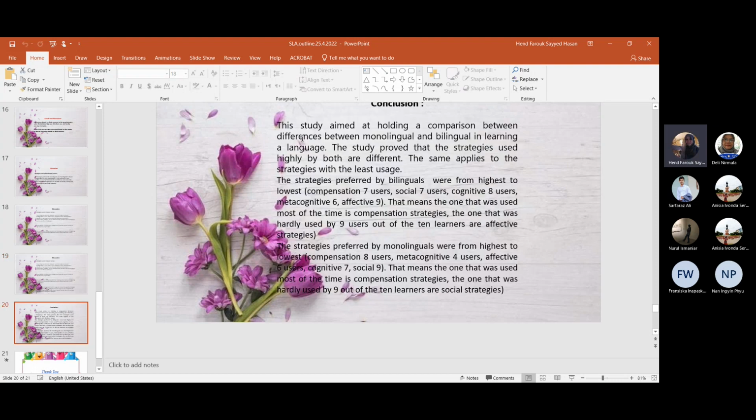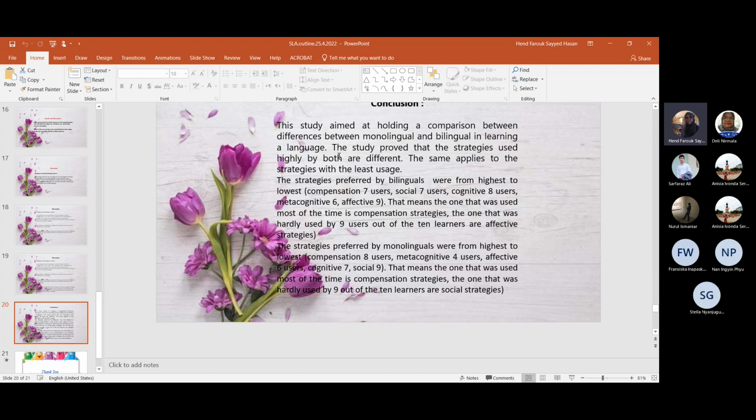So the conclusion: the study aimed at comparing the differences between monolingual and bilingual learners in learning a language, in this case Turkish. The study proves that the strategies used highly by both of them are the same, but they differ when it comes to the strategies least used by both of them. The strategy preferred by bilinguals was compensation, and for monolinguals also compensation. For monolinguals, social was the least used, and for bilinguals, affective was the least used. This is the conclusion of the presentation. I hope it was clear.